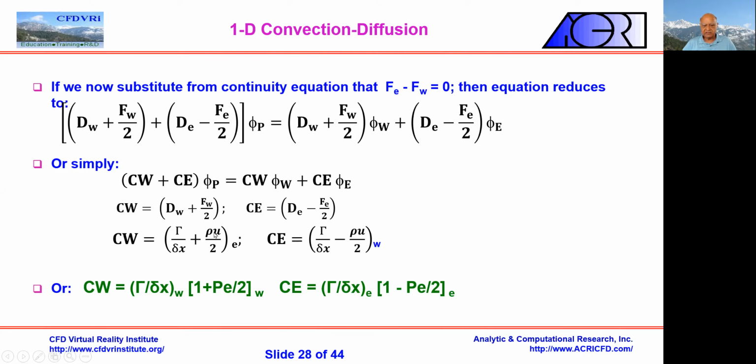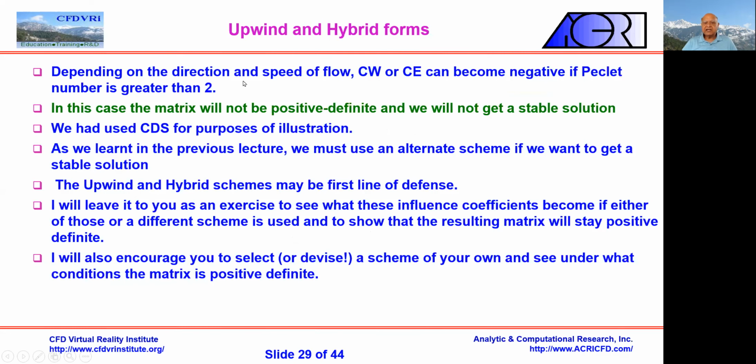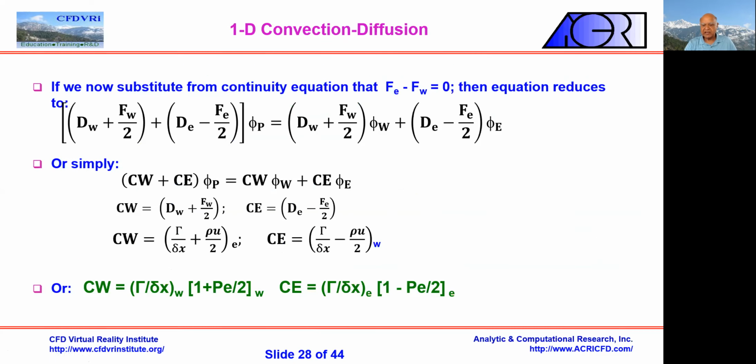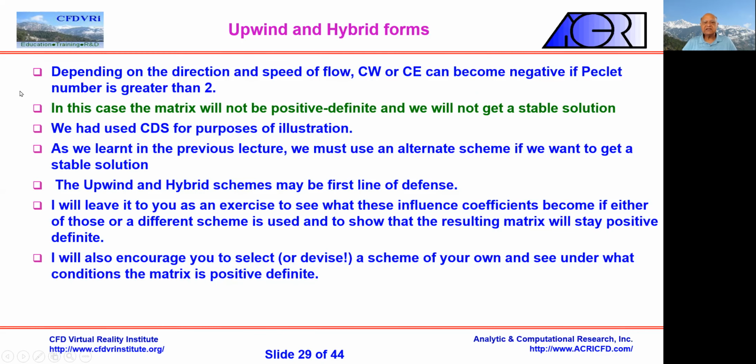Or if we normalize it in terms of Peclet numbers, this is what it means. It means Cw is gamma over delta X, 1 plus Peclet over 2, and Ce is gamma over delta X, 1 minus Peclet over 2. Now, depending on the direction and speed of flow, you can see that Cw and Ce can become negative if Peclet number is greater than 2. Remember that equation, which was here, 1 minus Pe by 2. So Pe greater than 2 makes it negative. In this case, the matrix will not be positive definite, and we will not get a stable solution.